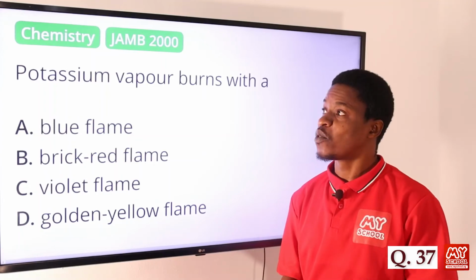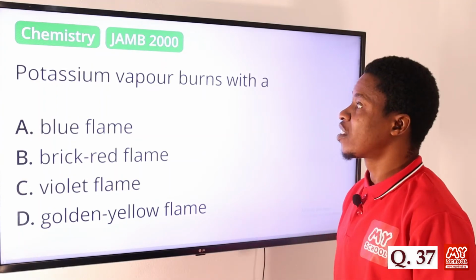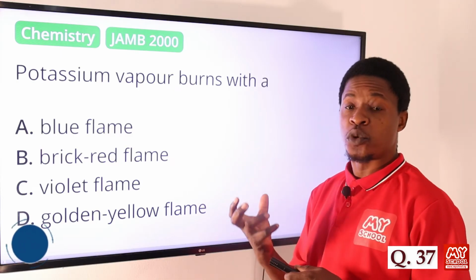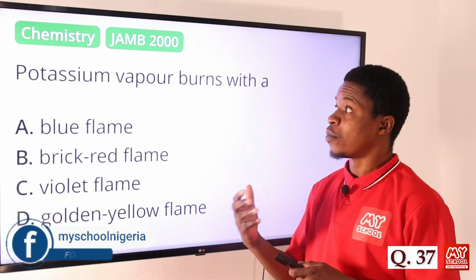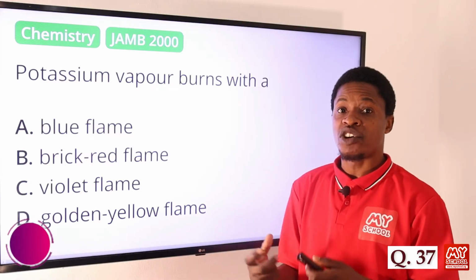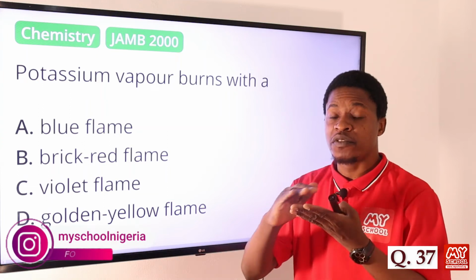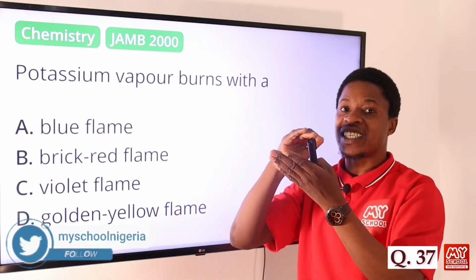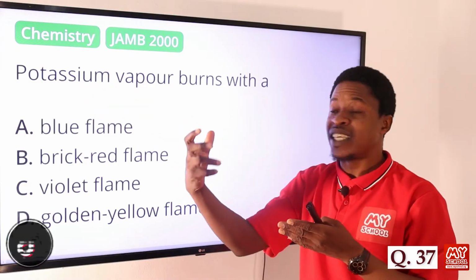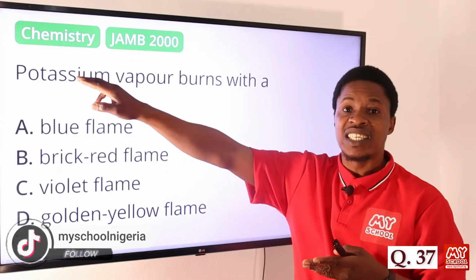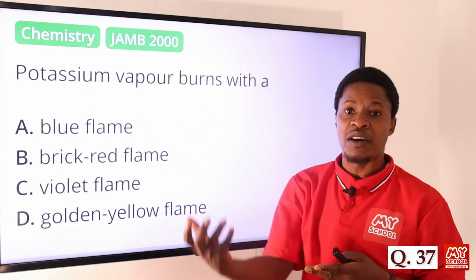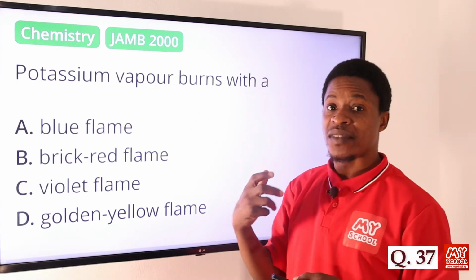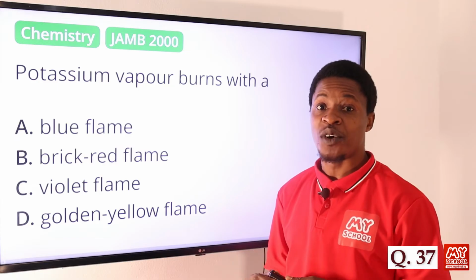Now let's move over to question number 37. Potassium vapor bonds with a what? When potassium is exposed to air, and then undergoes combustion, what happens? The electrons become excited, and then move from a ground level to an excited state. So once it does that, a color that is characteristic of potassium is actually produced, and usually it is a lilac color or what we call a violet color. So potassium bonds with a flame that is violet in color or what we call lilac.